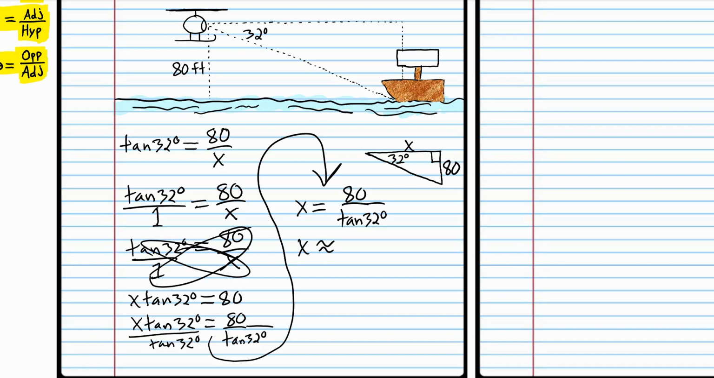so remember, you have to do this in the right order. We're going to write 80, then divided by 32, press the tangent button, then equals. So rounding off to the nearest whole number, we have 128 feet. So that's the horizontal distance to the helicopter. That's this distance here.